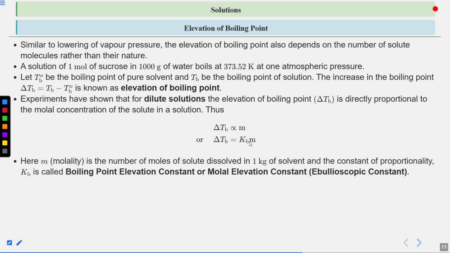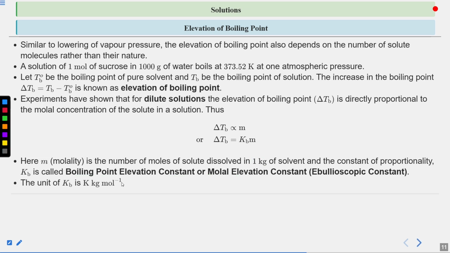What is this Kb here? Kb is called the boiling point elevation constant, or the molal elevation constant, or the ebullioscopic constant. So these are the three names. You should remember all of these three, as any one can be used in your exam. We know it very well: molality is the moles of solute dissolved in 1 kg of solvent, and this is equal to delta TB = Kb m.